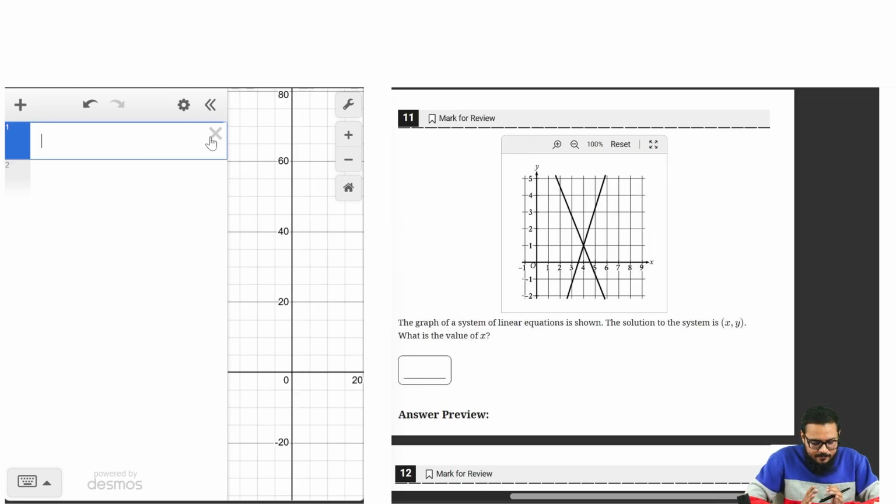The graph of a system of linear equations is shown and the solution to the system is x comma y.